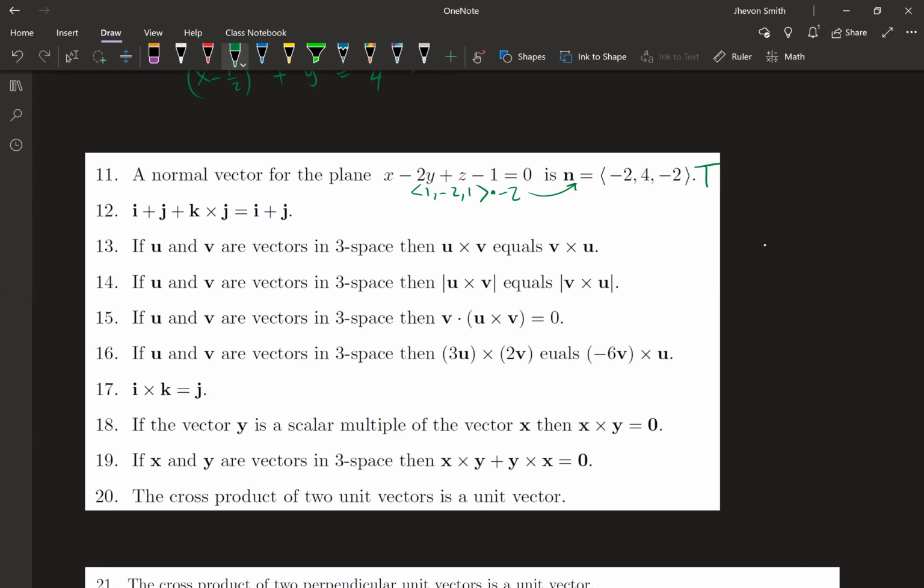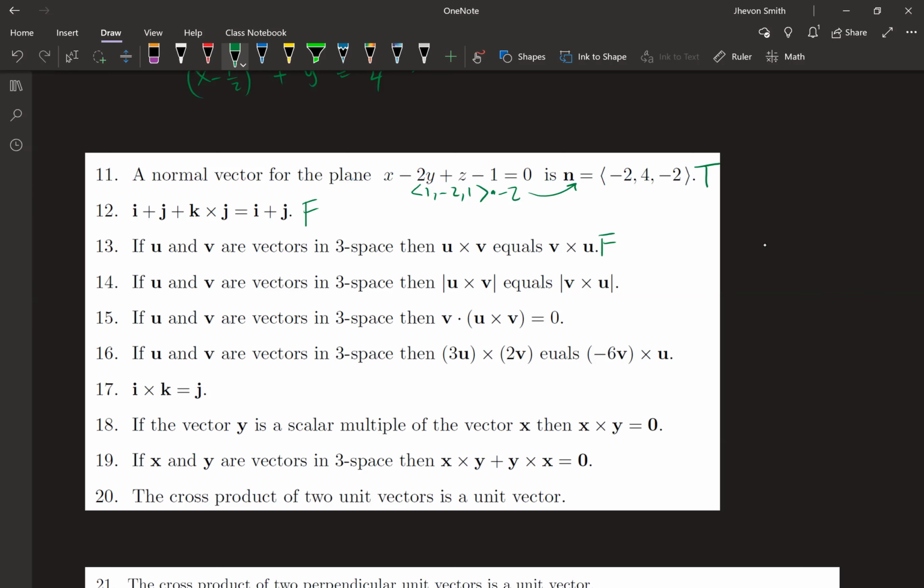Is this true? i plus j plus k cross j is equal to i plus j. That's false, right? Because that would mean that this guy is equal to 0, which we know it's not. If u and v are vectors in 3 space, then u cross v is equal to v cross u. True or false? False. What is u cross v equal to? If I switch the order of the cross product, what happens? Right, you get the negative.